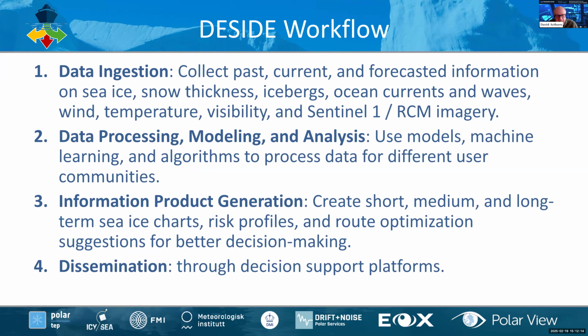So we take data, both the past, current, and forecasted information on a whole lot of parameters that impact ships in the polar regions. So sea ice, snow thickness, icebergs, mid-ocean conditions such as currents and waves, wind, temperature, visibility, etc. Plus the satellite data, mostly Sentinel-1, because we use Sentinel-1 synthetic aperture radar data because it can see through clouds. It's always cloudy in the polar regions, and it's often dark, and it can see in the dark.